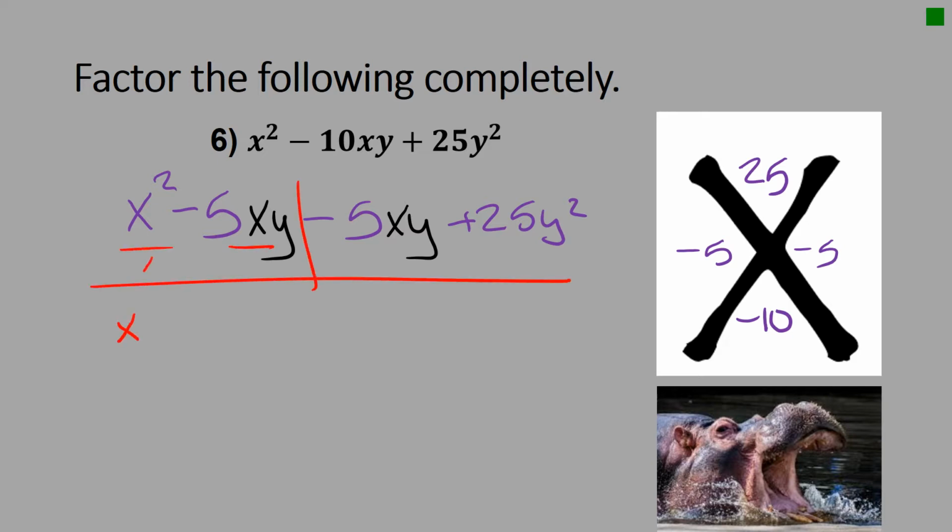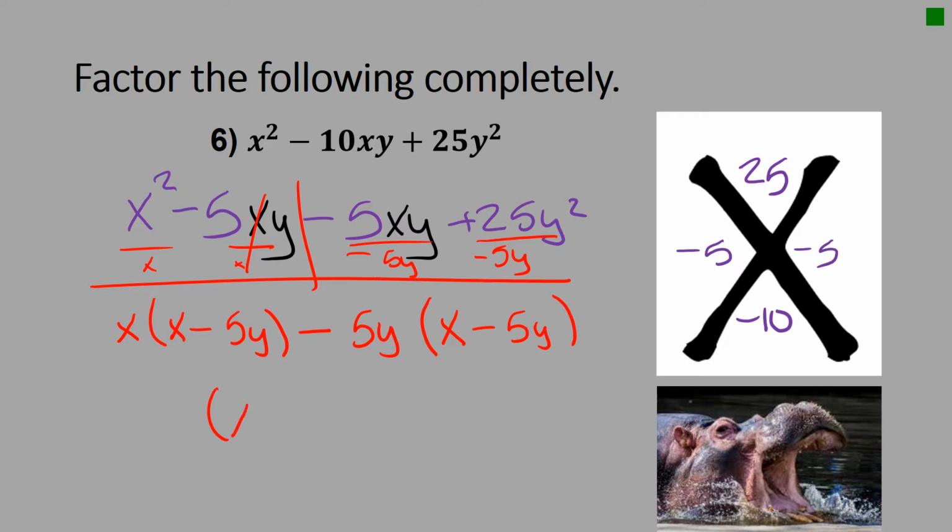These two have an x in common. X squared divided by x is x. The x's cancel here. Leaves me with minus 5y. Has to be a minus. These guys have a negative 5y in common. Negative 5xy over negative 5y. Oh, I forgot to take out the negative 5y, goober. Leaves me with an x. 25 divided by negative 5 is negative 5 and leaves me with a y. So I have x minus 5y, x minus 5y. So it's going to be x minus 5y squared.